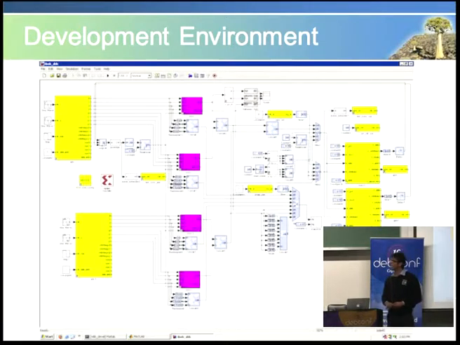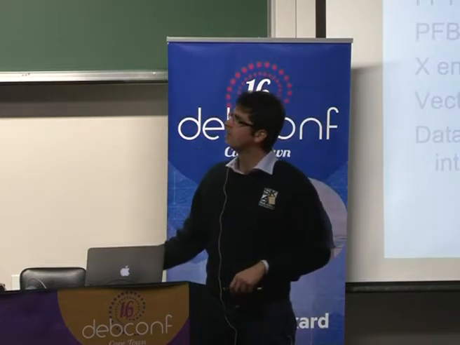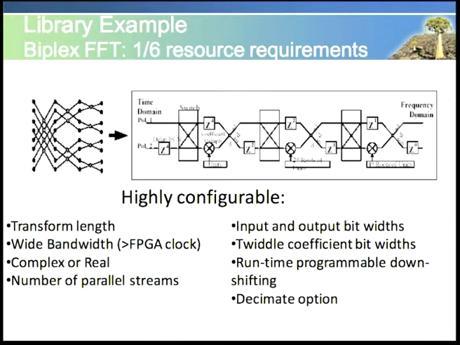This is what the development environment looks like. It's not your average text-based IDE. You have blocks representing different things in the system. Some of these represent I/O parts, ADCs and DACs and things. Some of them represent signal processing tasks. Then you wire it all together and hit compile, and it programs your board and runs your function. We have a pretty big DSP library: digital down converters, fast Fourier transforms, polyphase filter banks, multiply and accumulate, data reorders, all sorts of things, all the typical radio astronomy building blocks.